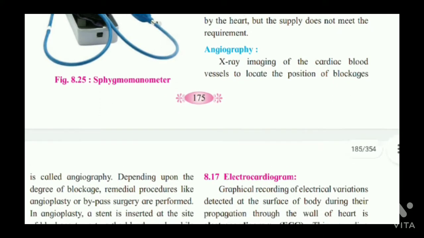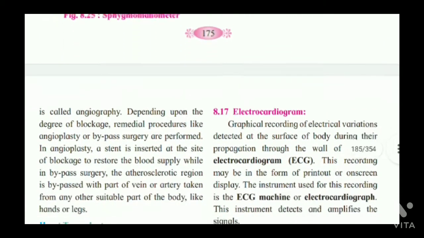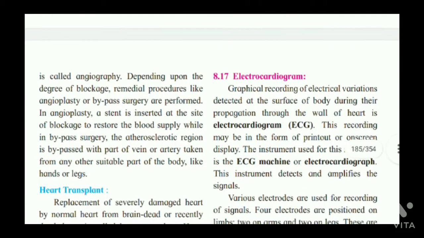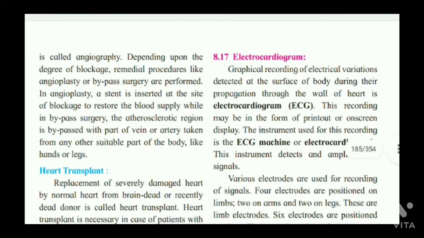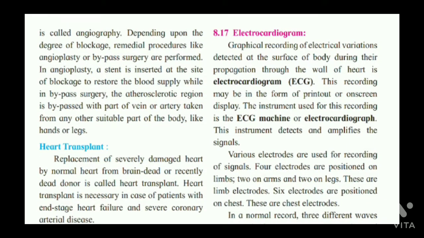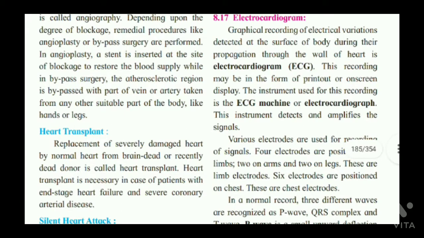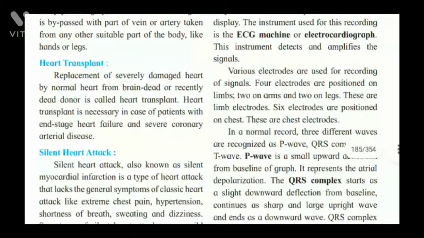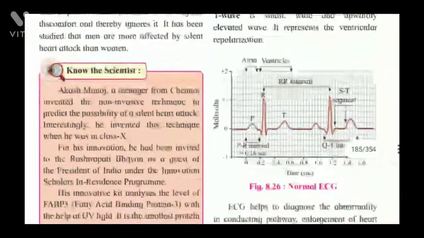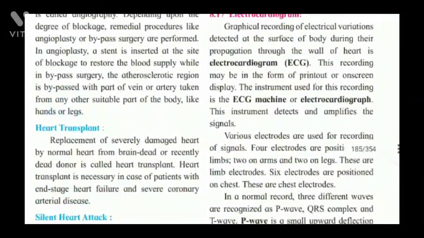Angiography. X-ray imaging of the cardiac blood vessels to locate the position of blockages is called angiography. Depending upon the degree of blockage, remedial procedures like angioplasty or bypass surgery are performed. In angioplasty, a stent is inserted at the site of blockage to restore the blood supply, while in bypass surgery, the atherosclerotic region is bypassed with part of a vein or artery taken from any other suitable part of the body like the hands or legs. Heart transplant and silent heart attack are deleted from your portion, so I'll directly move on.